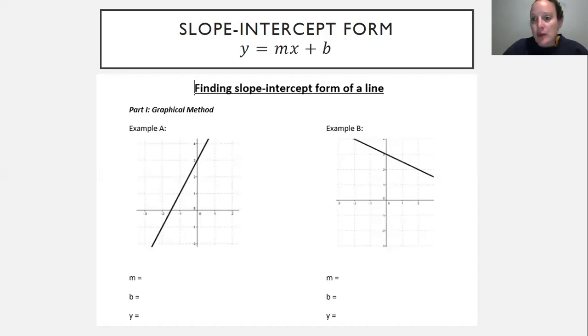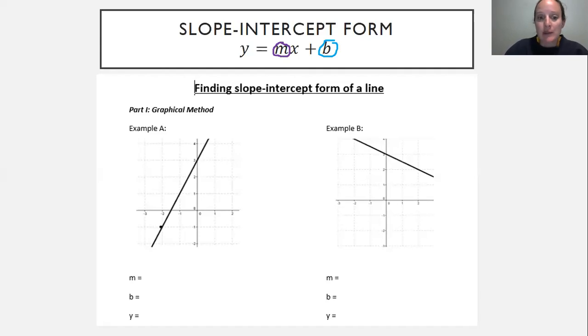The first way you can write a line, there are many ways that you can write the equation of a line, and we're going to talk about slope intercept. You have to have the slope, and then you have to have the intercept, hence the name slope intercept form. It's just good old y equals mx plus b. And we're going to take a look at the graphing method first.